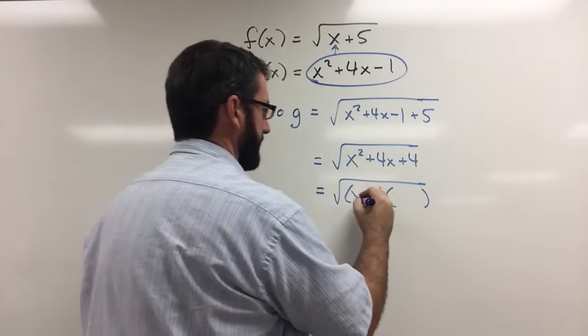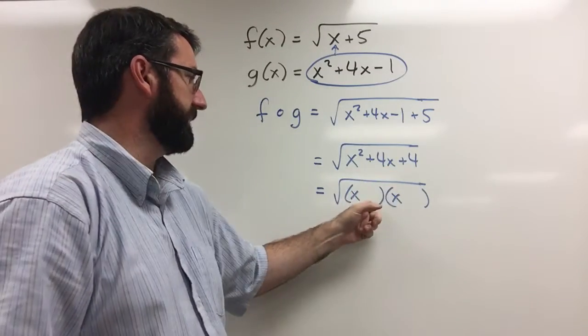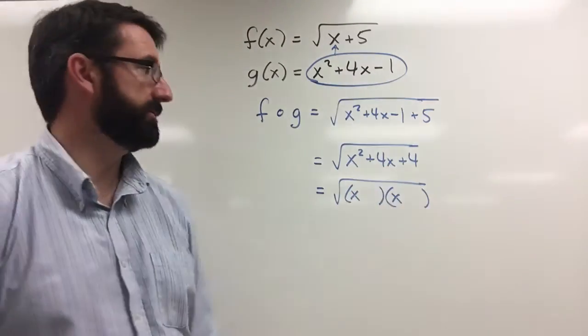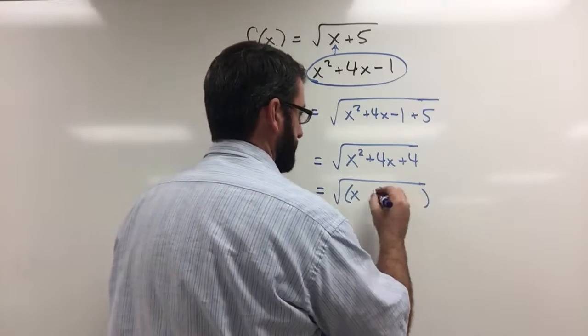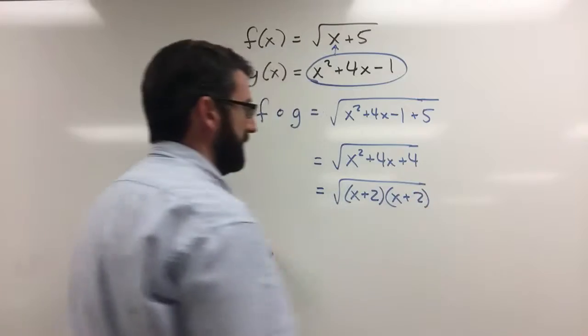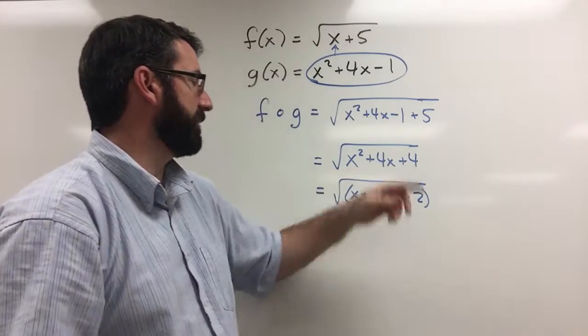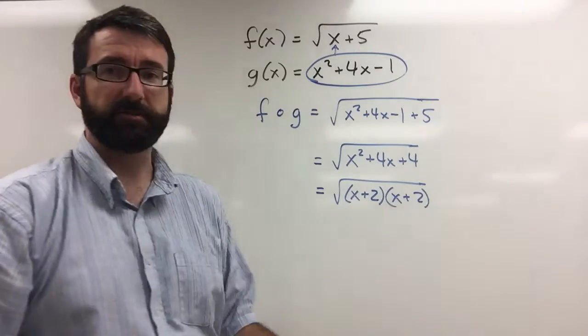to get x squared, we're going to need x and x. And then to get the 4, we're going to need either 4 and 1 or 2 and 2. But we need them to add to 4. So that's going to be 2 and 2. And they're both going to be positive. So that's x squared plus 4x plus 4 factors into x plus 2 times x plus 2.